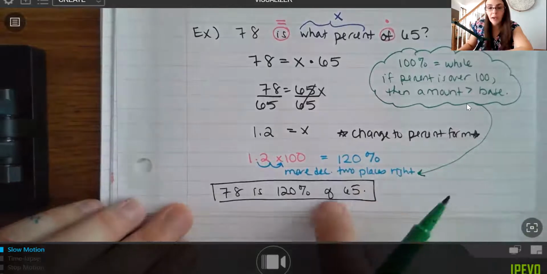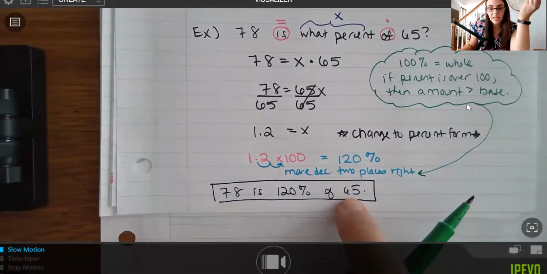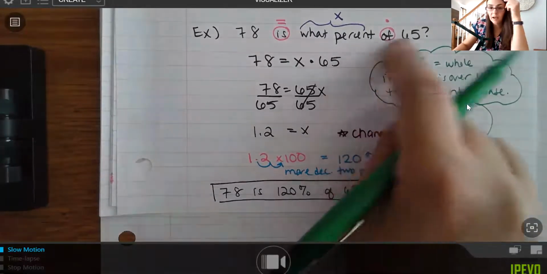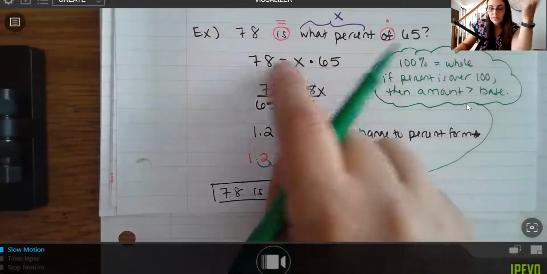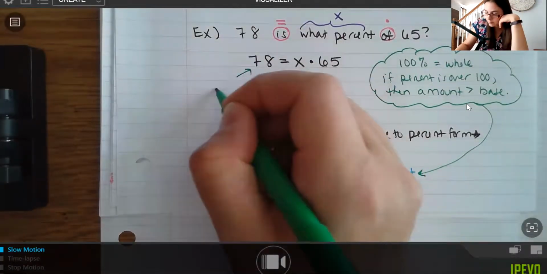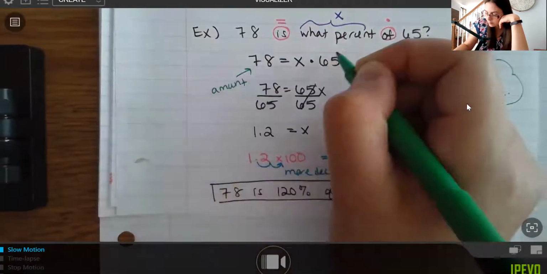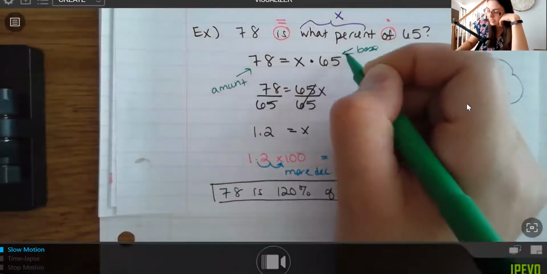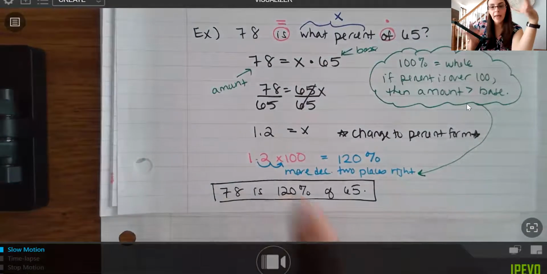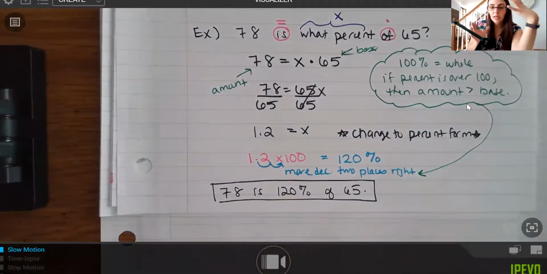So the base is with the of, right? The base is what's multiplied with the percent. So that base is 65. So your amount is the 78. So when your percent is over 100, then that amount, that final answer, is going to be bigger than your base instead of smaller. So that's why you have that change here, but that's totally fine.